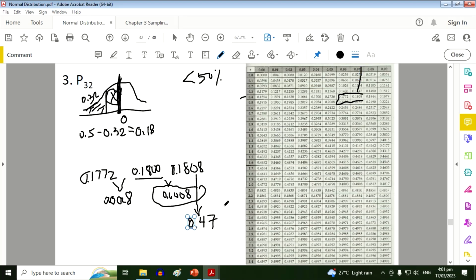Now, is this our final answer? No. Why? Because take note, our Z must be a negative number because it is at the left of 0. So therefore, our final answer for Z is negative 0.47.